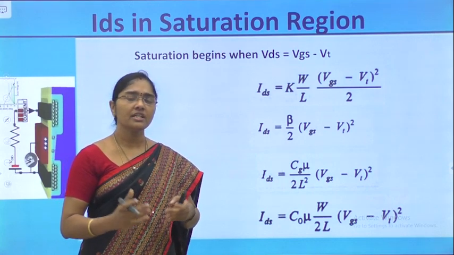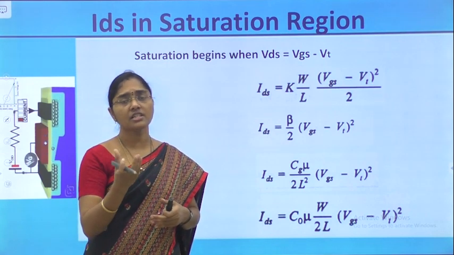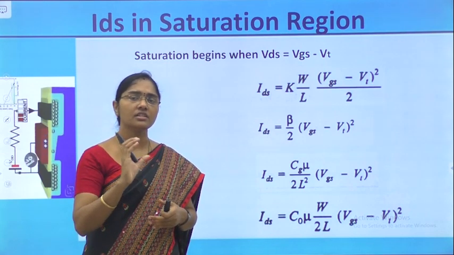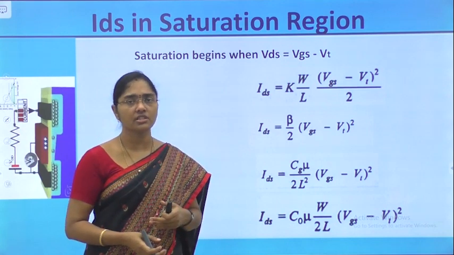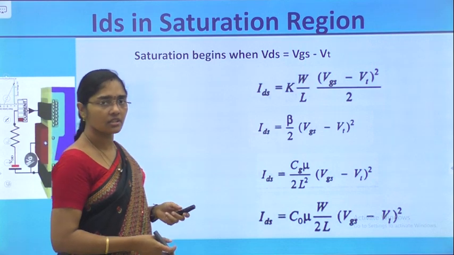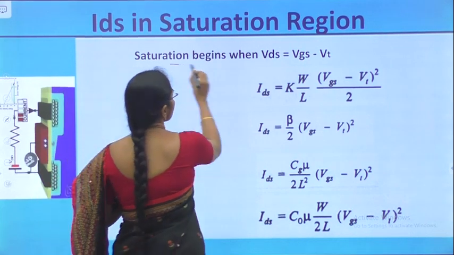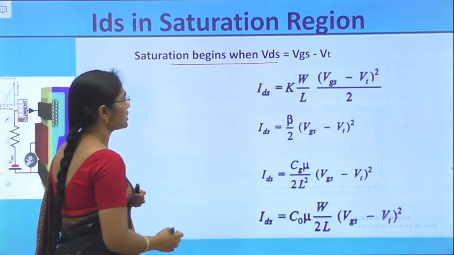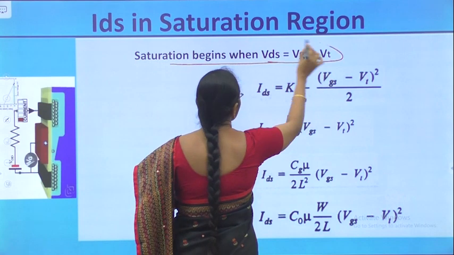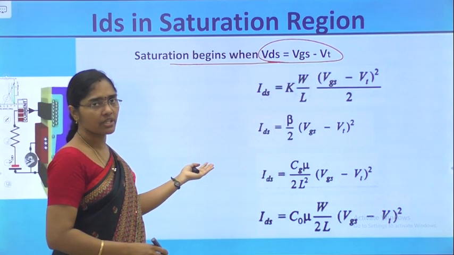Now instead of finding the channel charge once again, if we substitute the saturation region conditions of voltages in the current of the non-saturation region, we can directly find the saturation region current. So the saturation region begins at Vds equal to Vgs minus Vt. Therefore, substitute Vds equal to Vgs minus Vt in the above expressions.